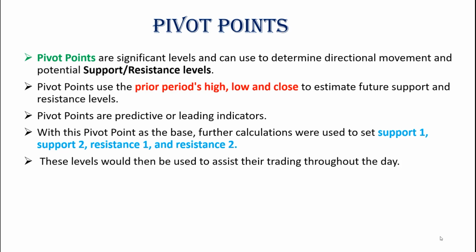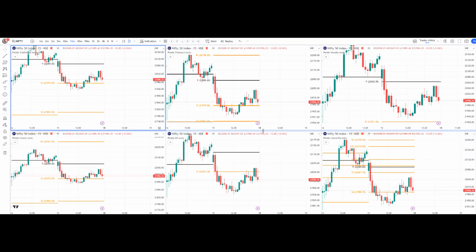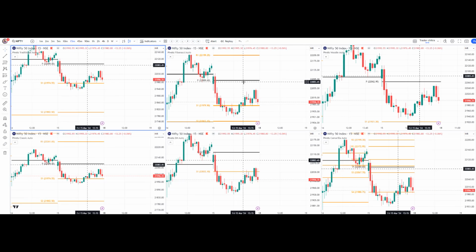Pivot points are predictive or leading indicators. With this pivot point as the base, future calculations are used to set support 1, that is S1, S2, R1 and R2 levels. These levels are then used to assess trading throughout the day. So, these resistance and support levels will help us in our trading, to book our profits and also enter into the trades. In this chart, we can see that there are 6 different pivot points.